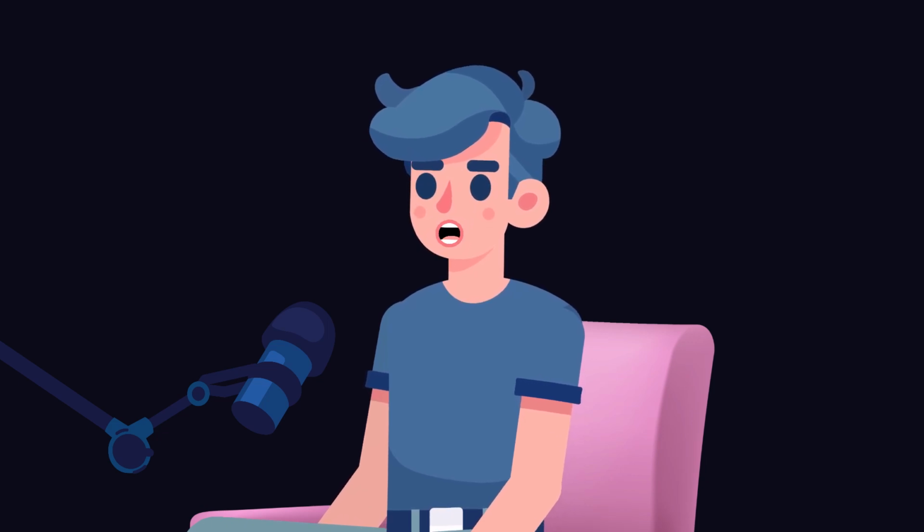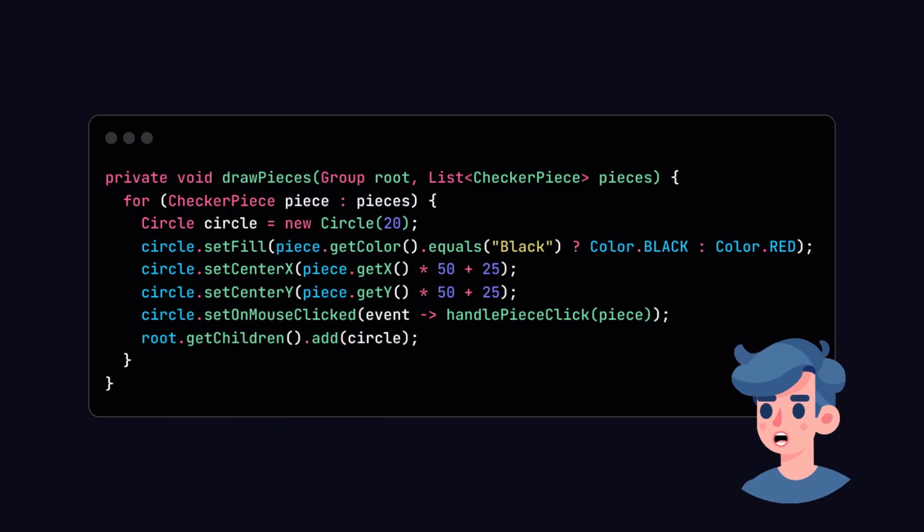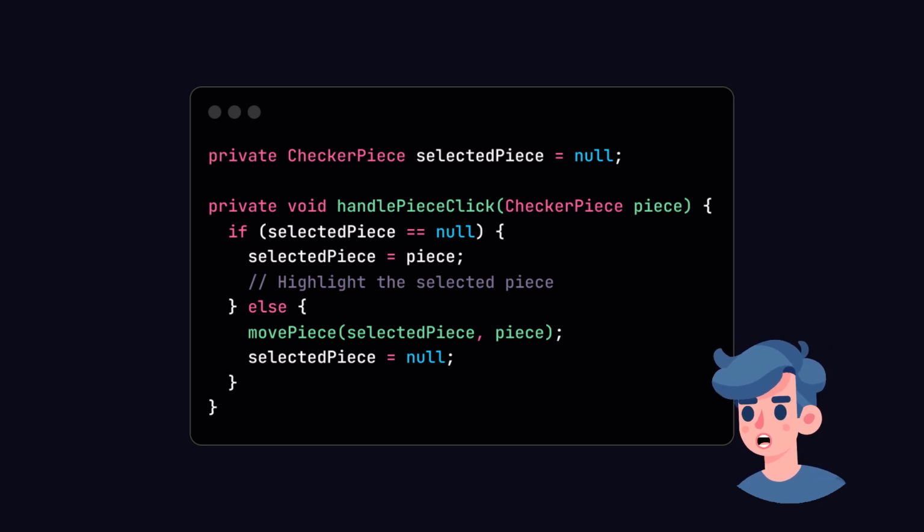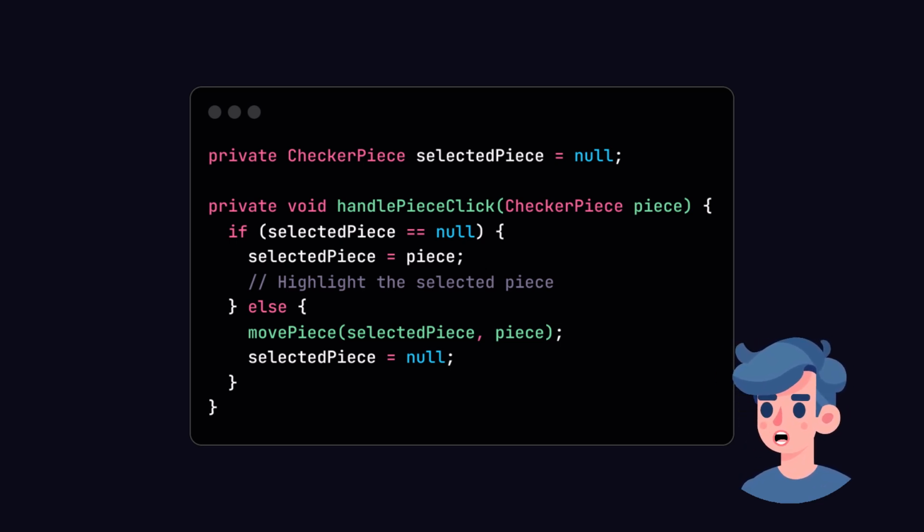Now we need to implement the game logic allowing players to move their pieces. Let's start by adding a click event to the pieces so when a player clicks on a piece, we can select it for movement. We'll modify our drawPieces method to add an event handler. Now let's implement the handlePieceClick method. This method should track the selected piece and highlight it.